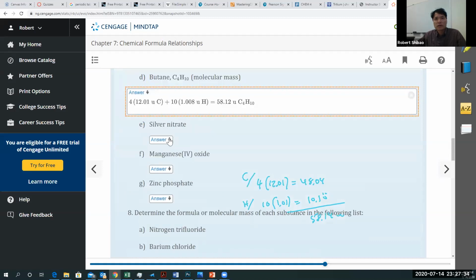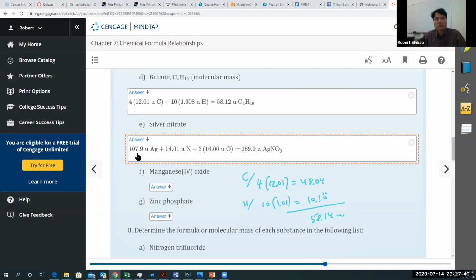Silver nitrate consists of 1 silver, 1 nitrogen, 3 oxygens. Silver is heavy, 107.9 off the periodic table. I would go 2 decimal places. They only want 1 decimal place here. I go 2 decimal places on everything. Nitrogen's 14.01, oxygen 16.00, 169.9. I would have gotten this to 2 decimal places, 5 sig figs.